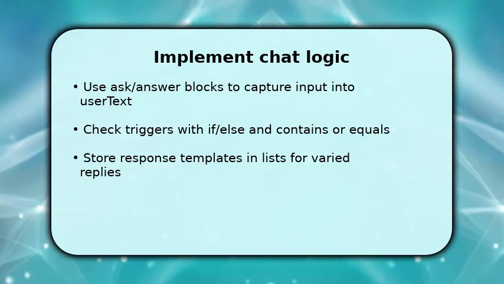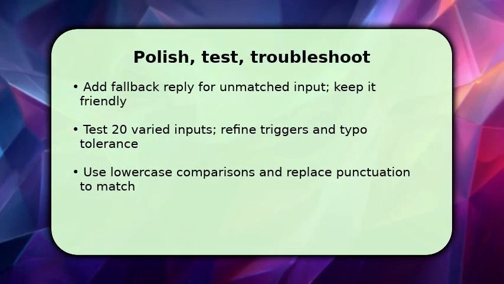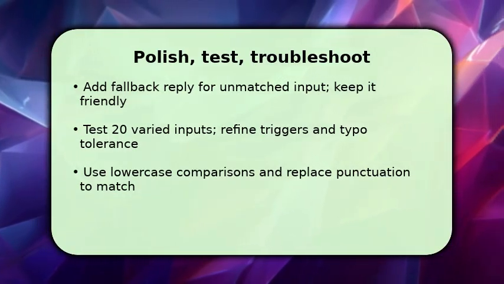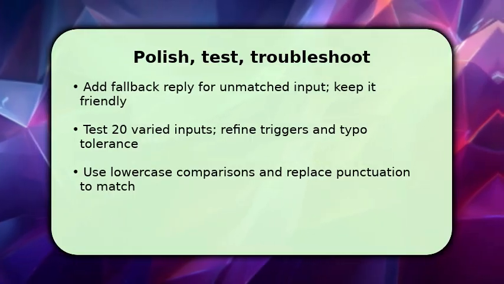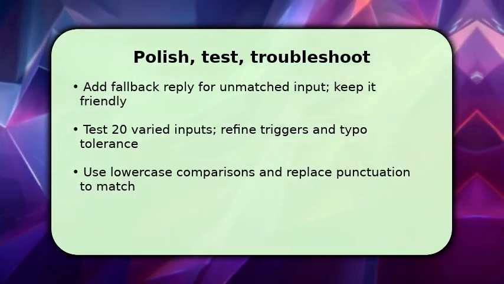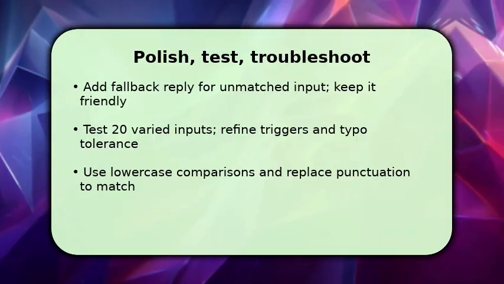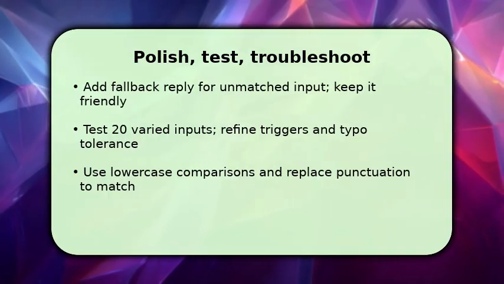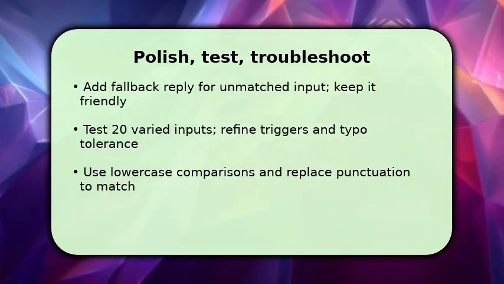Finally, you add a reliable fallback reply for anything unmatched so the chat never stalls. This improves user experience. Then run at least 20 varied tests, noting where triggers miss due to case, punctuation, or typos, and refine your checks accordingly. Make sure to normalize input to lowercase and strip punctuation before matching.